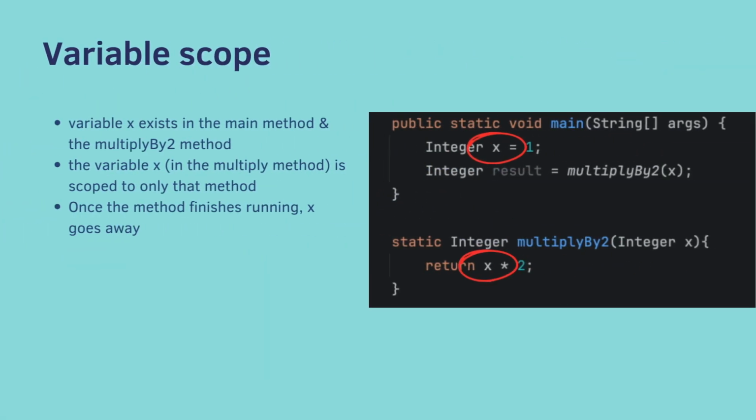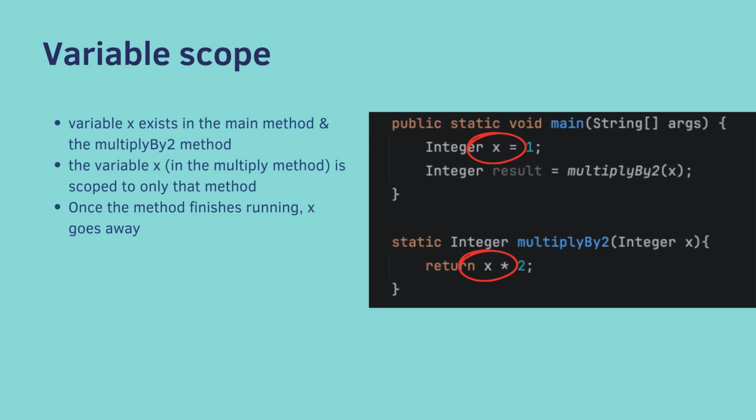And one more interesting thing is variable scope. So if you look on the right-hand side, you can see integer x is equal to 1, and then integer result is equal to multiply by 2, where we give it that value of x. When you come down to actually run the method, it says return x times 2. Well, this is confusing. You just named something x. How can you do it twice? So the variable x in the multiply method is scoped to only that method. Once the method finishes running, x goes away. So variable scope is really important. It means you can reuse the variable named x multiple times as long as it's scoped correctly.